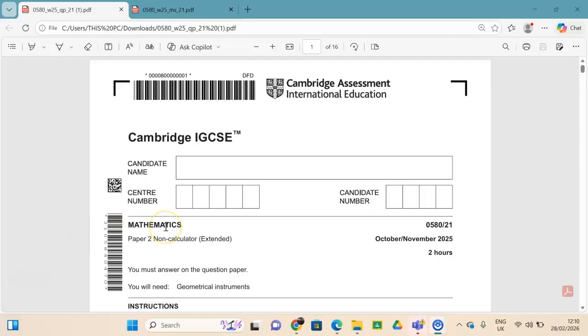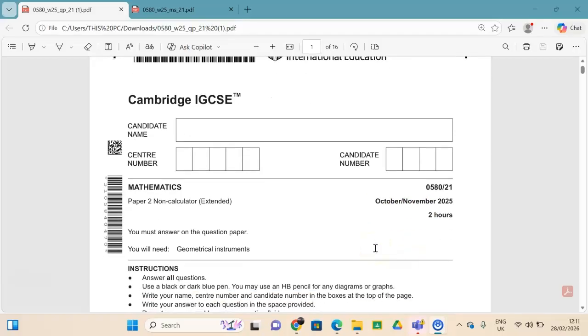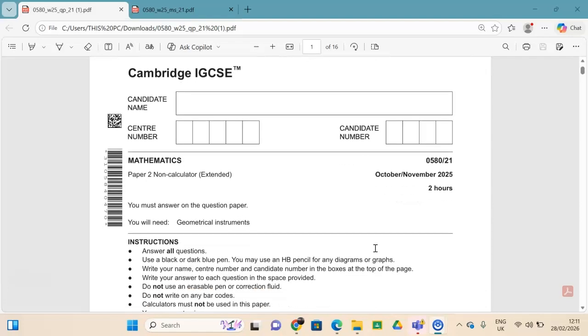Today we'll be solving Cambridge IGCSE Mathematics Paper 2 Non-Calculator Extended. This is November 2025 and it's a 2-hour paper. So I want you to get all your learning materials ready while we work.